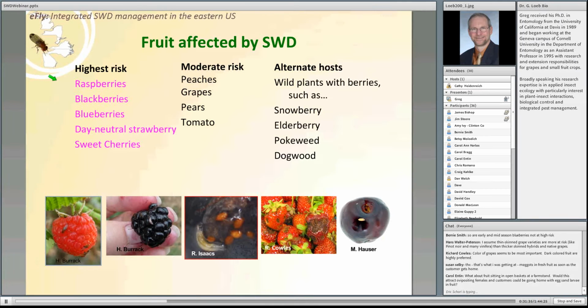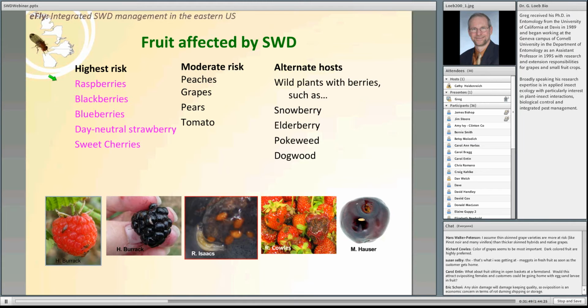Wild hosts, I already could have talked about that, and I think we need to learn a lot more. I just list some of the ones that Rufus Isaacs at Michigan State has been looking at, and we're going to start looking at a number of these this year in close proximity to some of our small fruit crops.